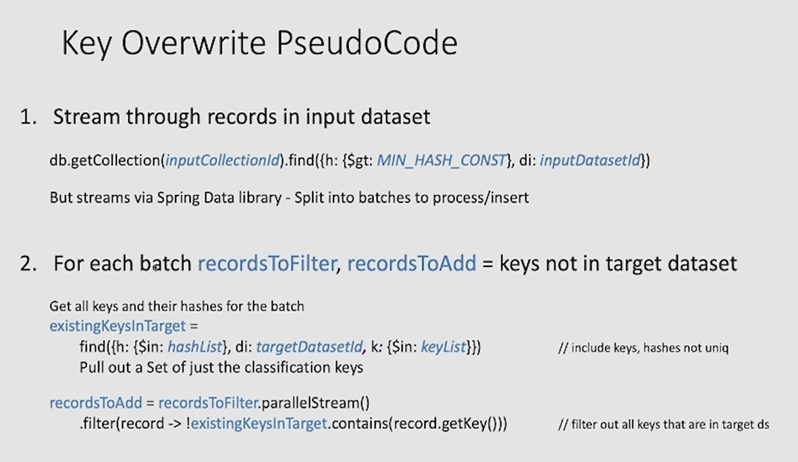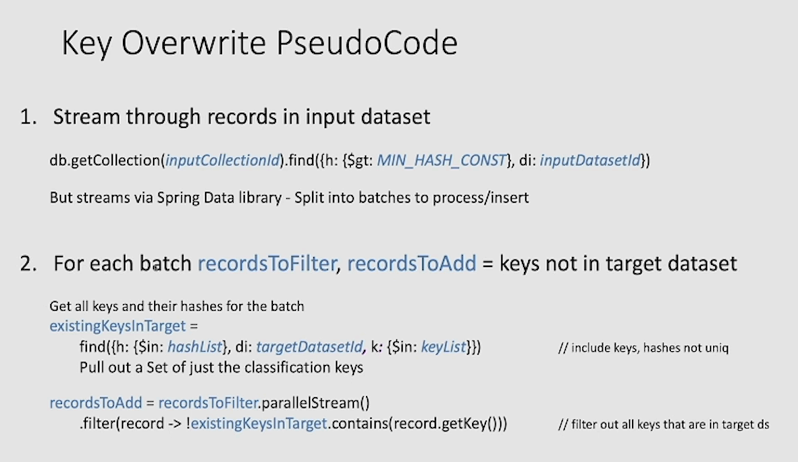This all streams via the Java library Spring Data Mongo. And we can split it into batches to do internal processing and parallelization. For each batch, we have a set of records to filter against the target data set. The records that we actually want to add are going to be the keys that don't exist in our target, right? So get all keys and their hashes for the batch. A pretty simple query against the target data set, getting all the keys and their hashes. So existing keys in target would be the keys that already live in the target.